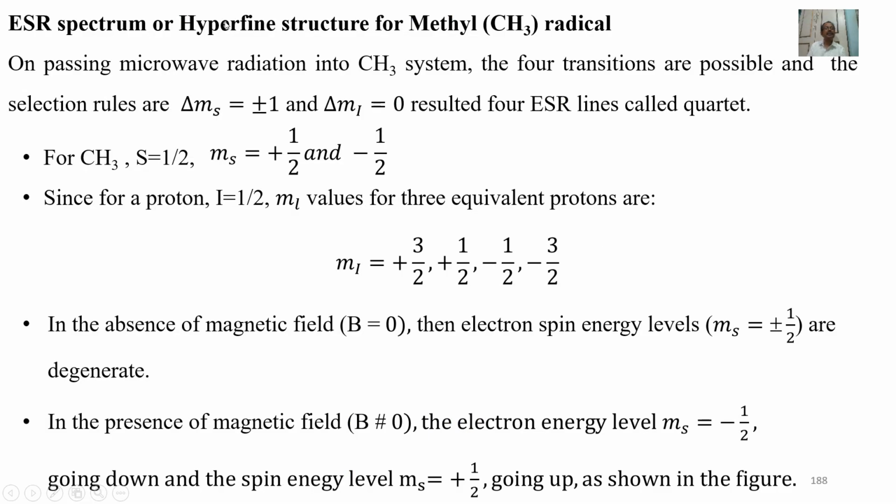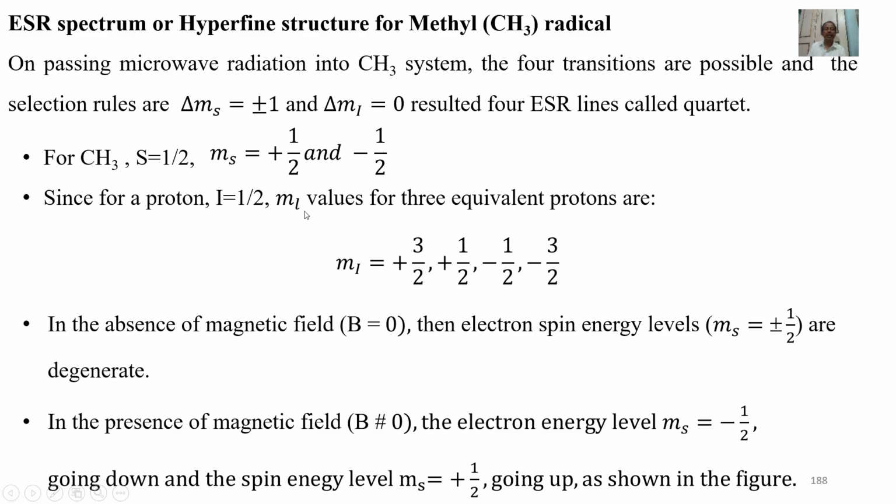ESR spectrum or hyperfine structure for methyl radical. On passing microwave radiation into the CH3 system, 4 transitions are possible, and the selection rules are del Ms equal to plus or minus 1 and del Mi equals 0, resulting in 4 ESR lines called a quartet. For CH3, S equals 1/2, so we have Ms equals plus 1/2 and minus 1/2. Since for a proton I equals 1/2, we have taken only hydrogen. So we are going to leave the carbon atom here.